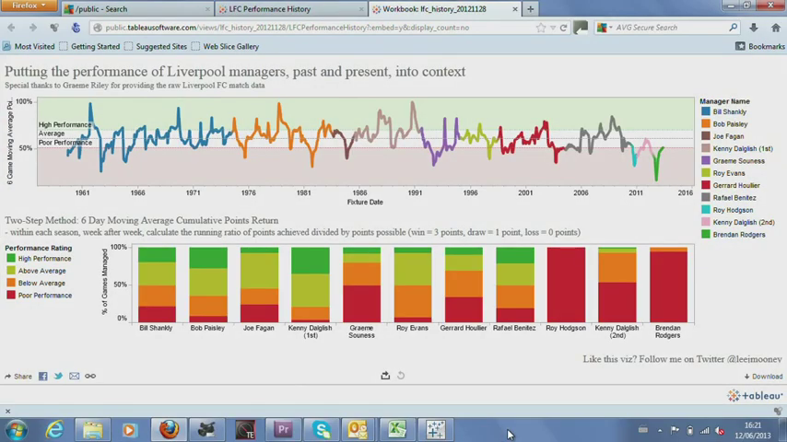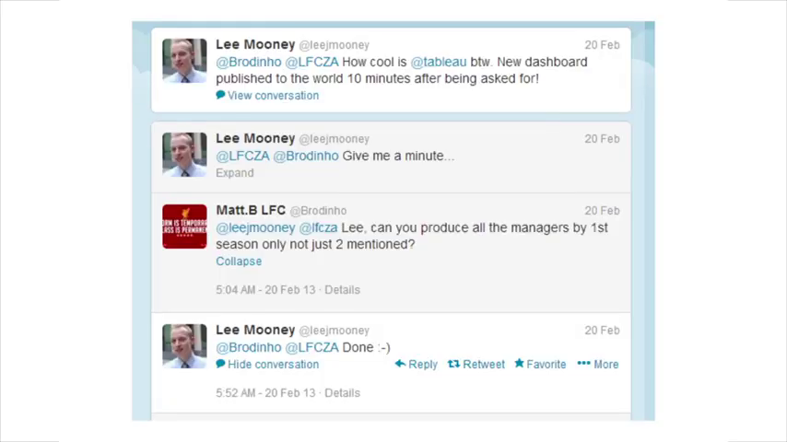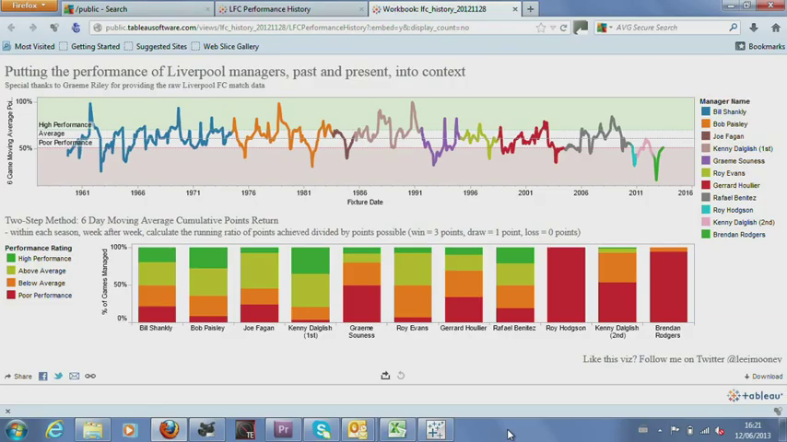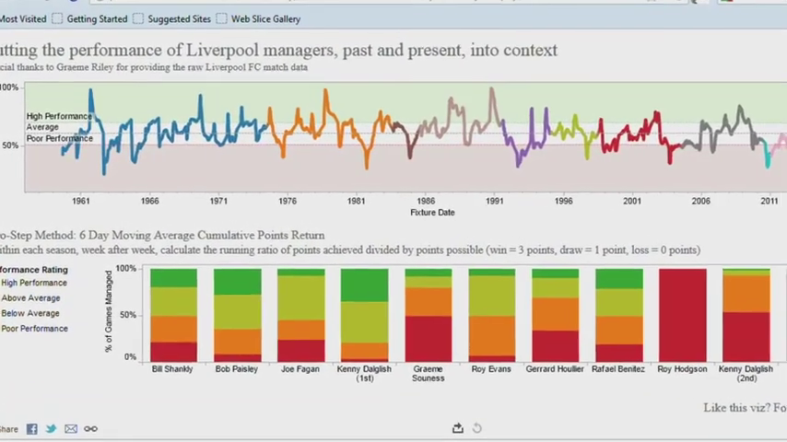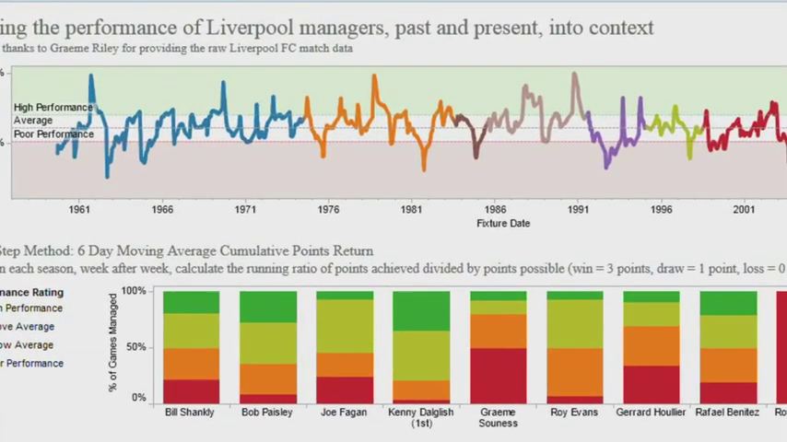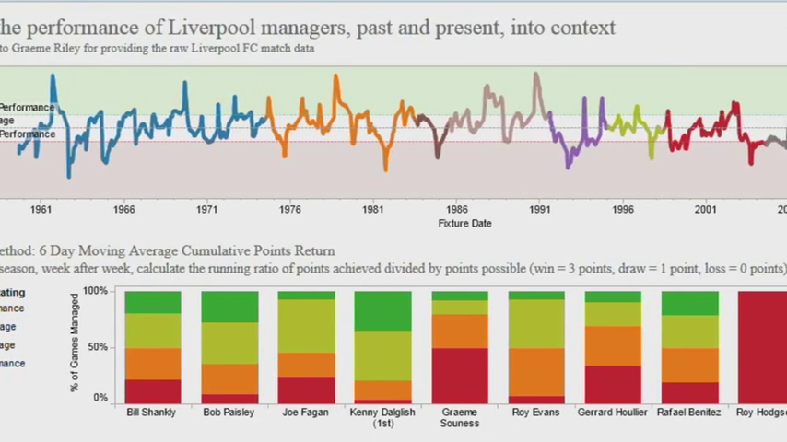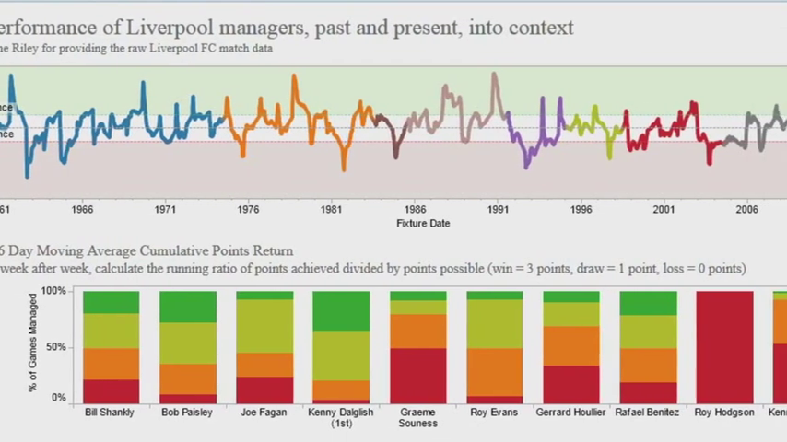I put this together to try and dispel a few myths. So people were contacting me on Twitter asking about different managers and how they performed. And I thought, well, I'll tell you what I'll do. I'll go back and look, from 1950, which is the sort of start of Bill Shankly's era, which is the sort of the dawning of modern Liverpool, effectively, and look back over that entire time and look at managerial performance.